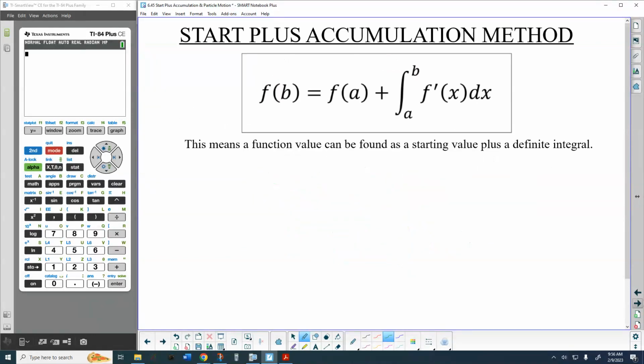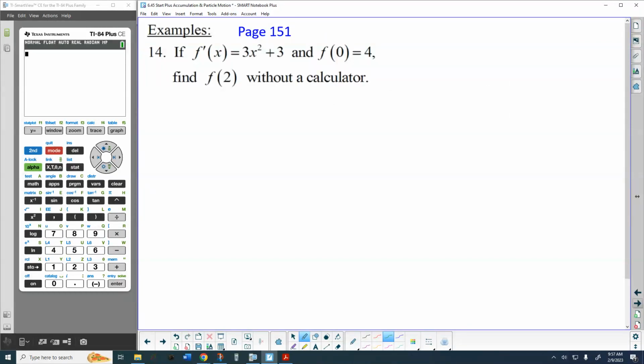All right, so this is in your book on page 151, start plus accumulation, near the bottom. Okay, so let's do number 14 and number 15 at the bottom of the page. If f prime of x is 3x squared plus 3, and we know that f of 0 is 4, we can calculate f of 2. So f of 2 would be, well, we're starting at 0, and we know that value, plus we're going to do the integral from 0 to 2 of f prime of x dx. I just wrote it out like the way that formula looks in the box.